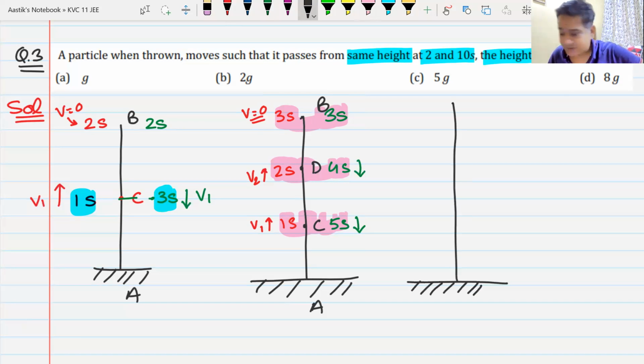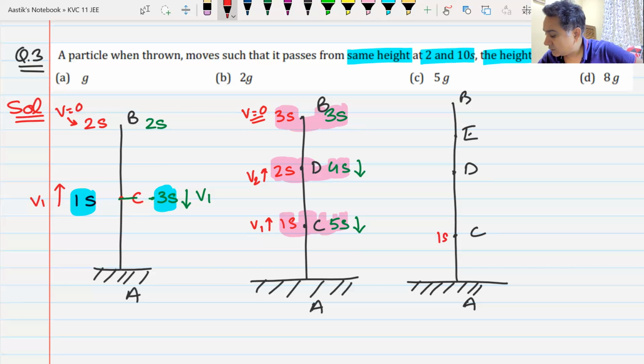Let us say it takes 4 seconds. A, B. I have C, I have D, I have E. They are not equal. Remember, they are not equal distances. 1 second it is here, 2 seconds, 3 seconds, and 4 seconds. Upward journey. V1 up, V2 up, V3 up.